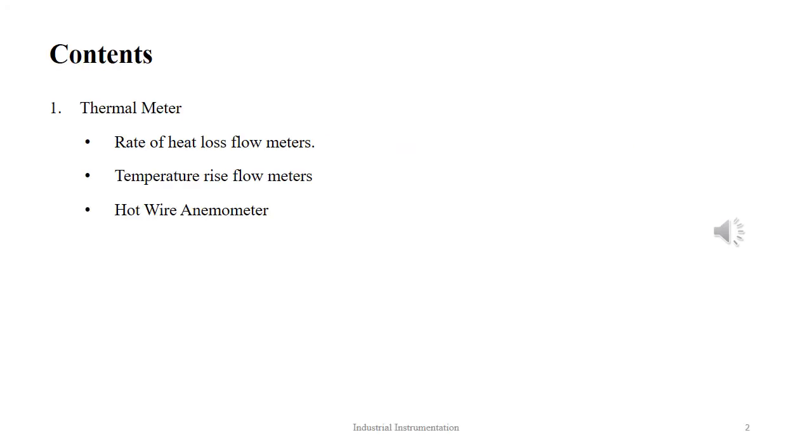In this tutorial, we will talk about industrial instrumentation flowmeters part 5. The topics of discussion are thermal flowmeter and the different types of thermal flowmeter, which are rate of heat loss flowmeter, temperaturized flowmeter, and one example, hot wire anemometer.